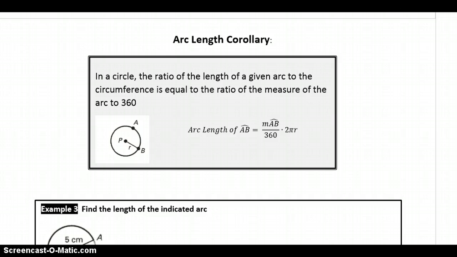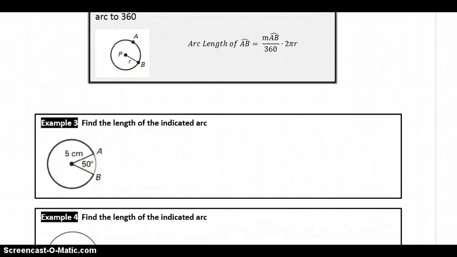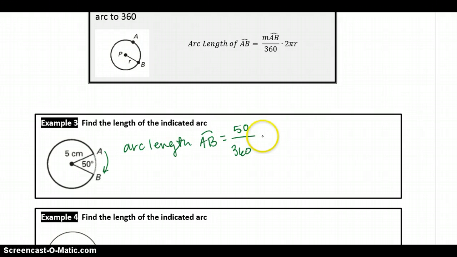Alright, so let's try this in example 3. So we want to find this arc here, AB, and I want to know what is the distance if I follow the circle from A to B. So we have to use our formula. The arc length of AB equals, and what is the measure of AB? What's the angle there? 50 divided by 360 times, and I'm going to use my circumference, 2 pi, and what do I plug in for r?